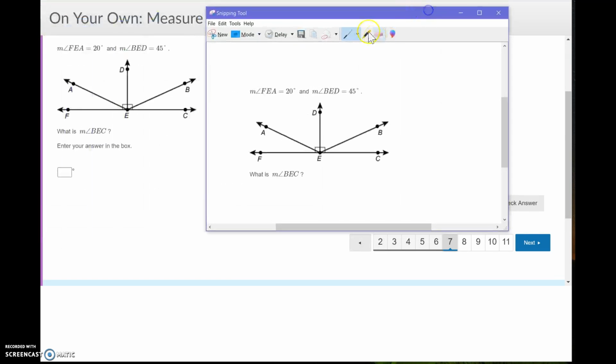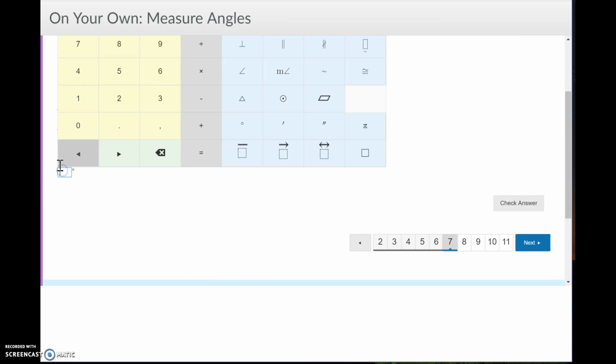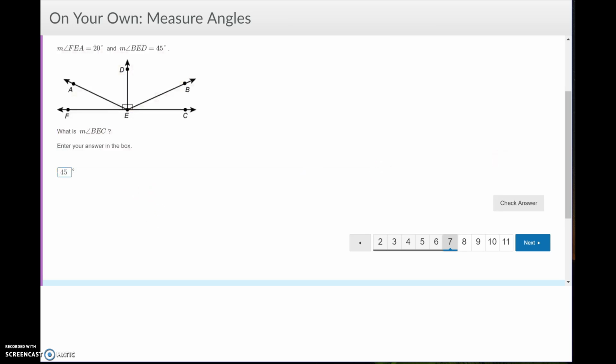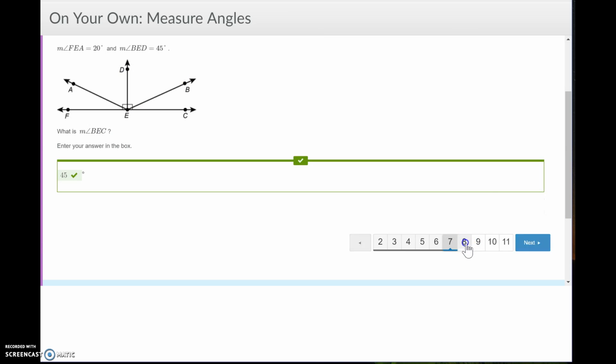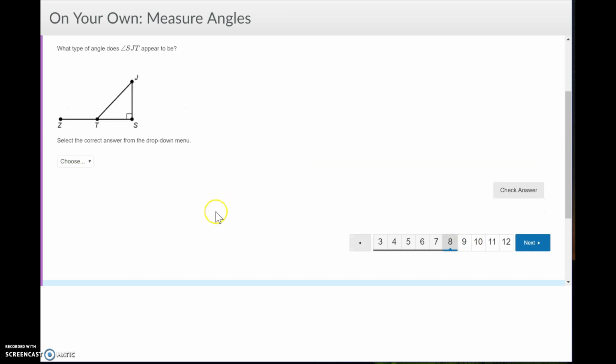All right, let's see here. FEA is 20 again, and BED is 45. And we are looking for BEC. This is our missing angle right here. Notice how it makes a right angle with this 45-degree angle. So we can take 90 minus 45, which equals 45. And that is our answer. We did good.